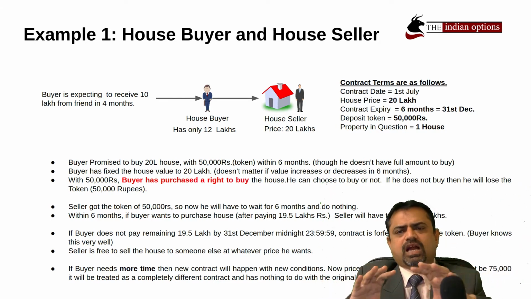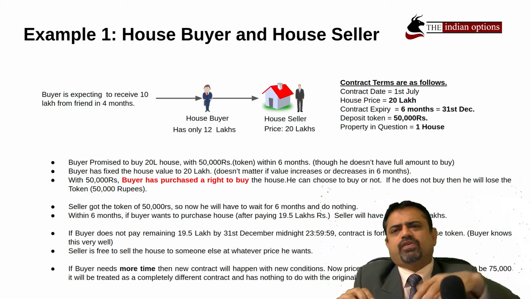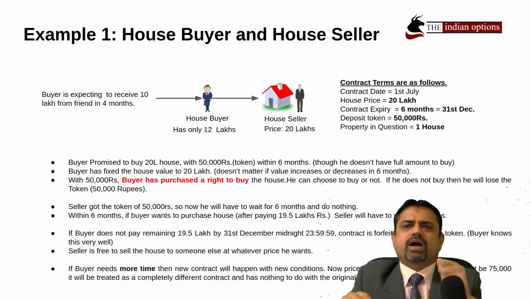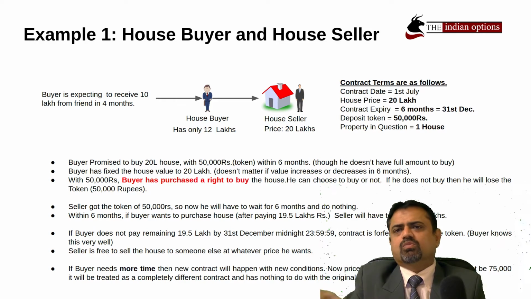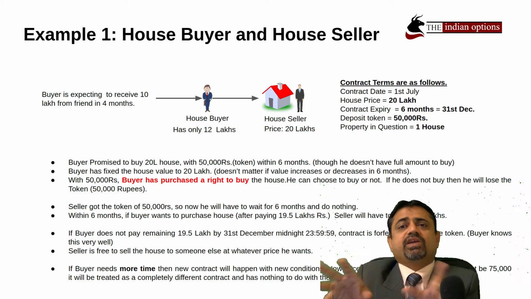In a similar kind of scenario you might have been through a lot of events in your life. Somewhere you might have given a token, you wanted to book a marriage hall or something, and you give the token. You have to book the caterers, you give the token. What happens if the event gets cancelled?